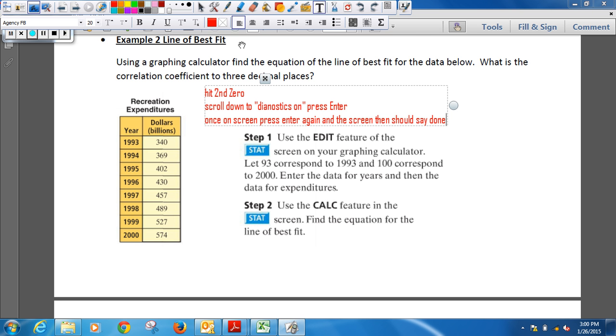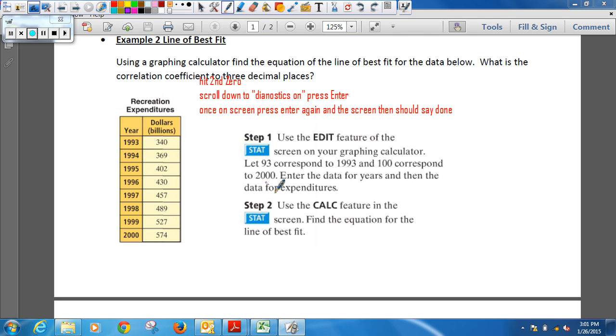Once you have both sets entered, you're going to use the calculate feature in the stat screen. So once again, you hit the stat button, you arrow over to the calculate button, and then you are going to enter the number 4 in order to get the equation. So number 4 and then enter. And then it gives us kind of a weird looking screen.